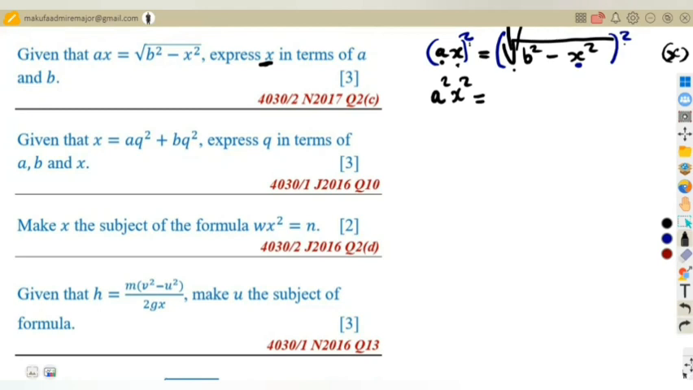So meaning to say, you are going to be left with what? b² − x². You don't expand anything. No, there's no expansion happening there. Now we want to make x the subject. There's x here, there's x there, so collect like terms.